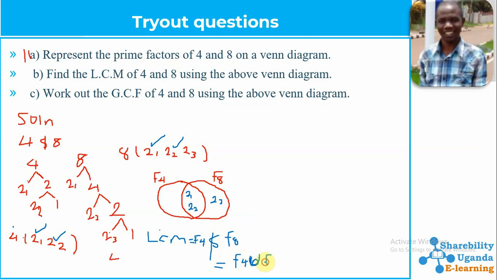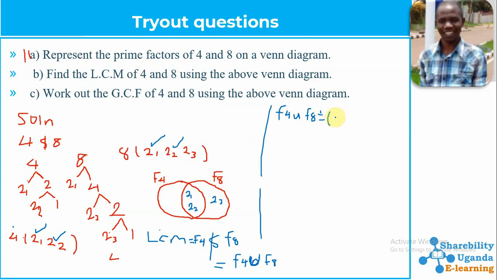Union f of 8, okay? So when we say f of 4 union... Okay, let me subdivide here. We are saying f of 4 union the prime factors of 8. So this simply means that we are going to get all the members of the prime factors of 4 and also the prime factors of 8.